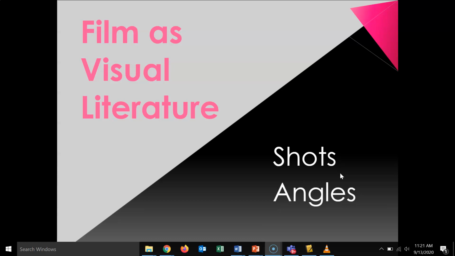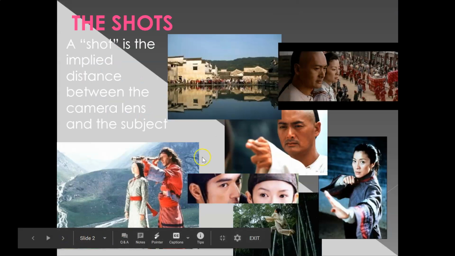Then this week's film, as of the moment I'm recording this, is going to be Jojo Rabbit, and you'll be watching that and really trying to pay close attention to the camera work in the film. This comes from page 6 of the textbook, so page 6 is where you would want to be as I go through some of these definitions and give you some examples. As I said, this week we're looking at shots and angles.